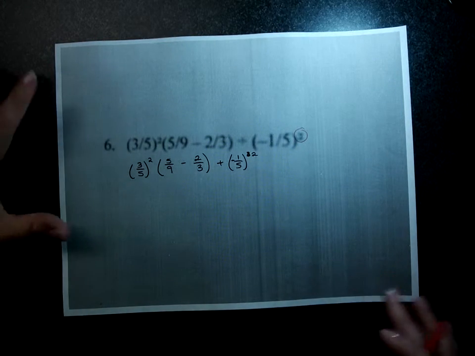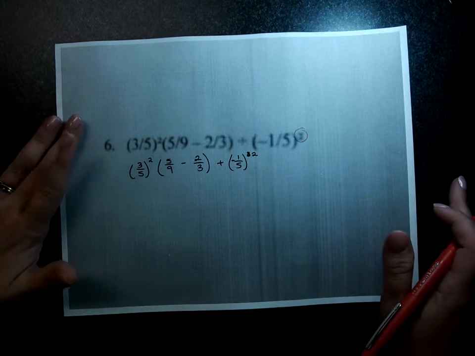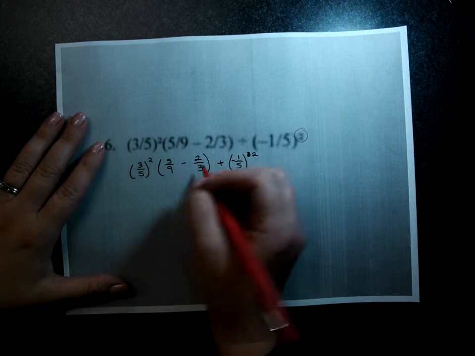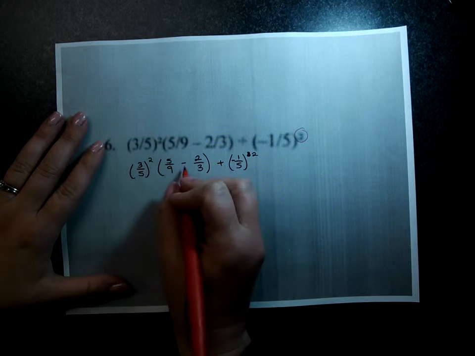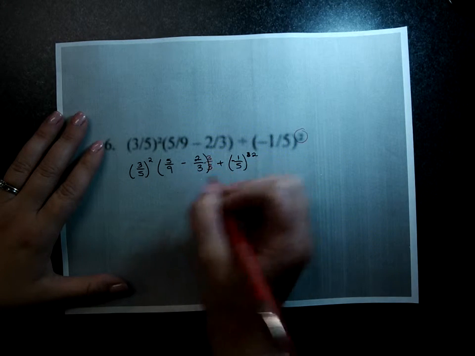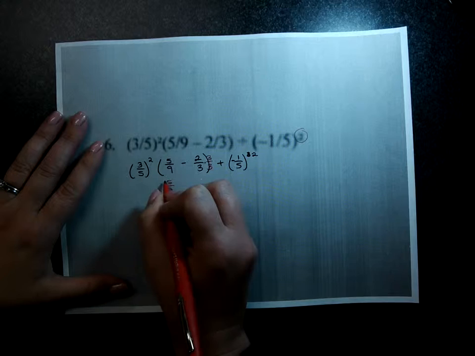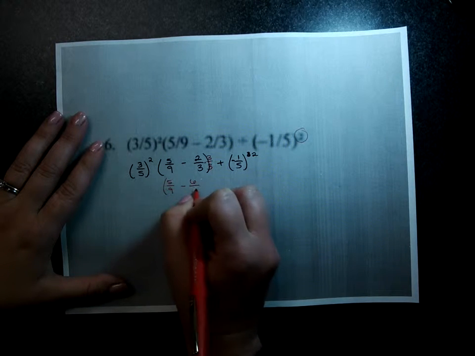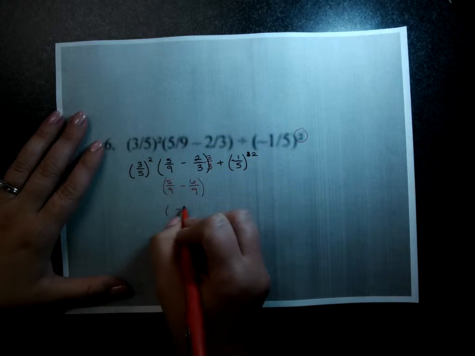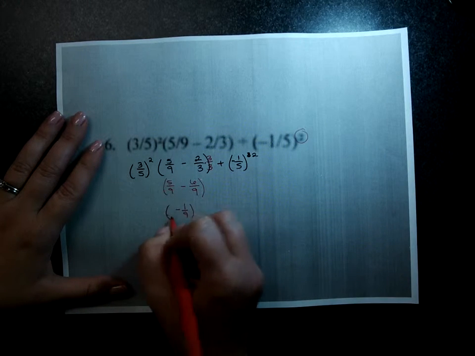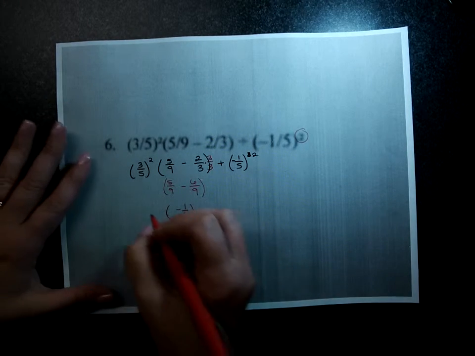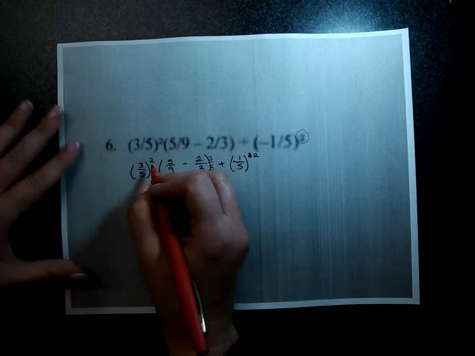So for this one, if I was working this out, I would start here, 5/9 minus 2/3, and I would make these have common denominators since I have to subtract them. So I'm going to multiply this guy by 3 over 3, and I'm going to get 5/9 minus 6/9. So 2 times 3 is 6/9, and that's going to give me negative 1/9, because 5 minus 6 is negative 1.